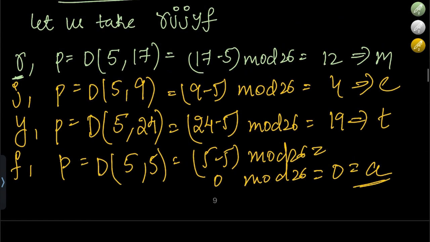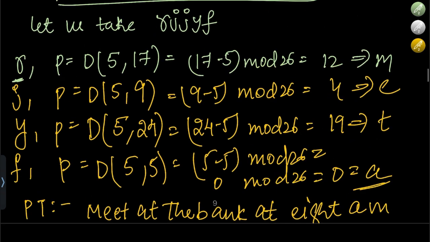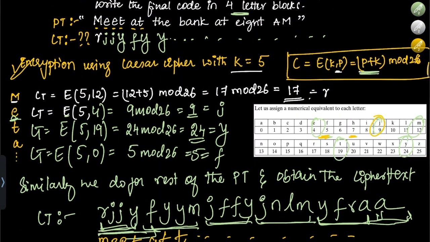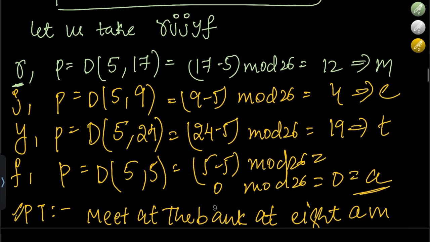So I can write the plain text which I get back: meet at the bank at 8 a.m. So this is the plain text which I have obtained back. So this is how we actually solve any of the problems given. Firstly you write the encryption part. Once you deduce the ciphertext, you should also write the decryption part and mention the plain text. That's when the solution which you have written is complete for that particular problem.